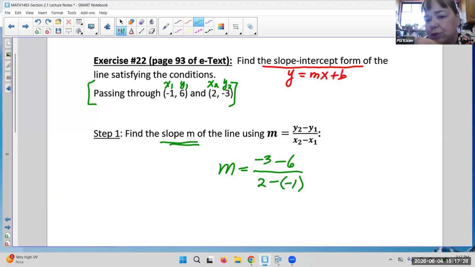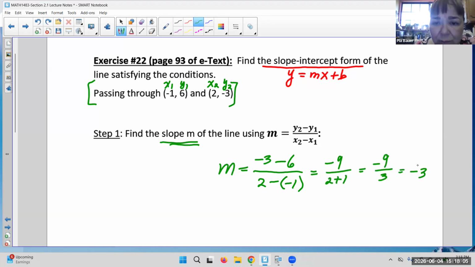You cannot really do this all on the calculator unless you set it up as a fraction. Then the calculator will reduce it and keep it as a fraction. But you could do certain parts with it with the calculator real quick. For example, negative 3 minus 6 will give me a negative 9. And then 2 minus a negative 1 becomes 3. It's 2 plus 1. So then that's going to become negative 9 divided by 3, and that would be a negative 3.